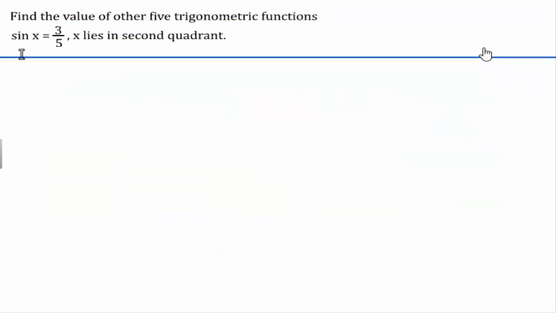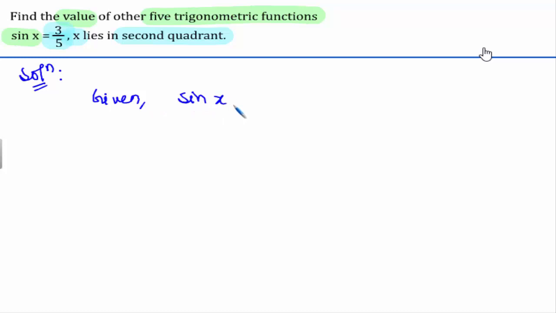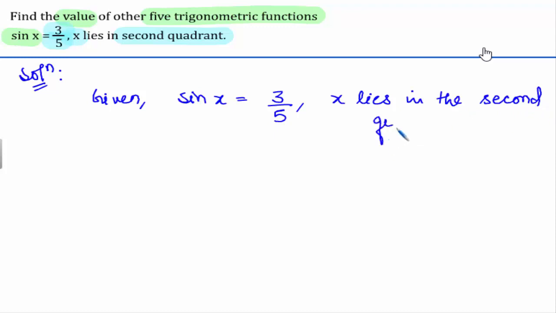In this question, we have to find the value of the other 5 trigonometric functions, and one of the functions is given to us: sin x is equal to 3 upon 5, where x lies in the second quadrant. Let's begin with the solution. We are given that sin x is equal to 3 upon 5, where x lies in the second quadrant, and we have to find the value of the other 5 trigonometric functions.